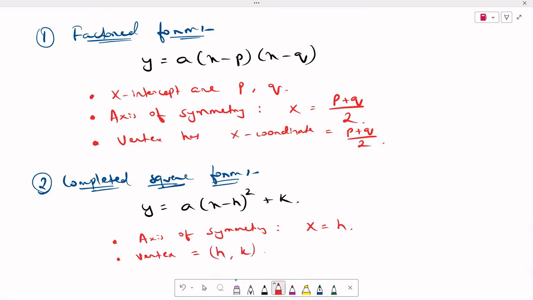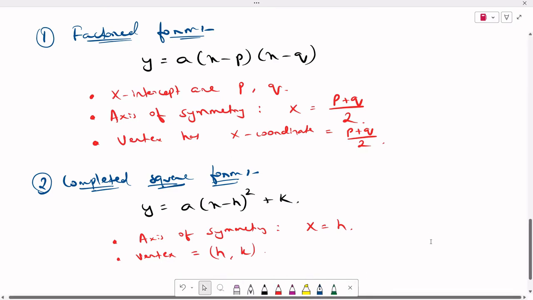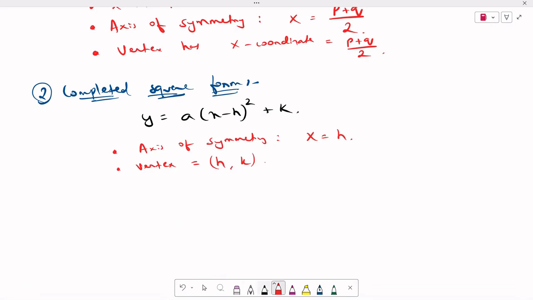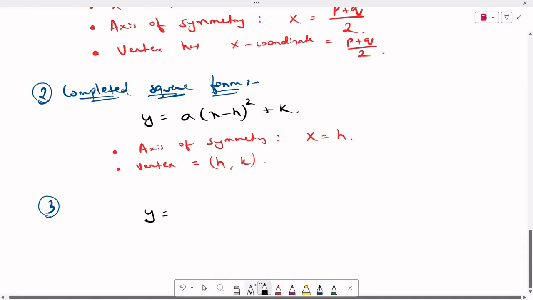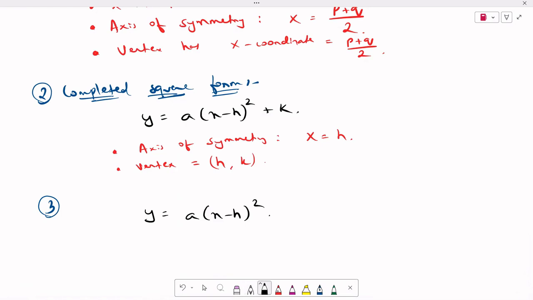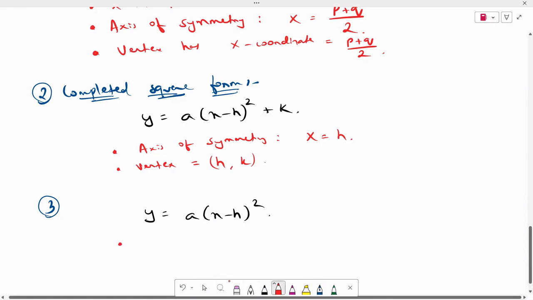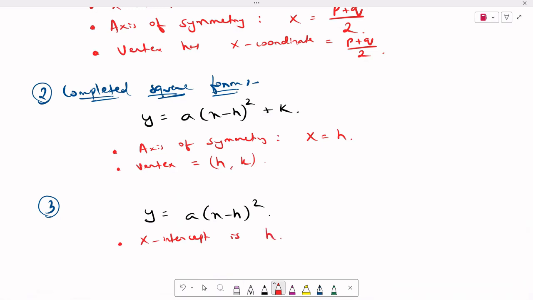And what about the x-intercepts and y-intercepts? We cannot say that directly just by looking at the equation. So we need to solve it further. And then this completed square form can have its own version. So it can look like this: y is equal to a times (x minus h) whole squared. There's no k. So if this is the case, then we can say that the x-intercept is h, just h. So this parabola will touch the x-axis at just a single point.